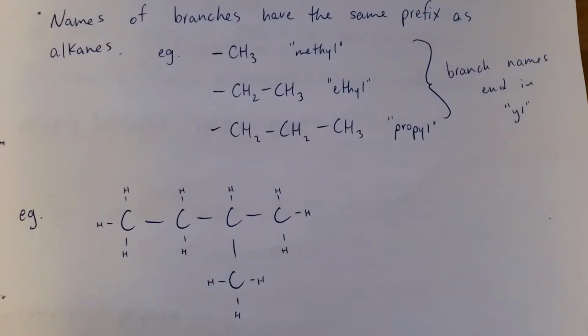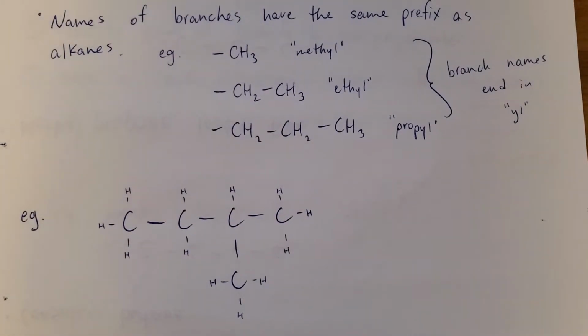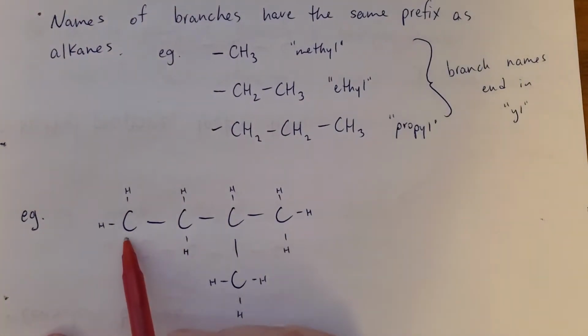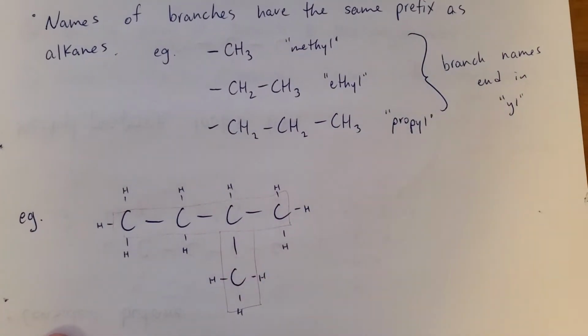So here's just a quick example of a branched alkane. Parent chain looks like this, 4 carbons. That makes it butane, and this is a methyl branch. So this is some kind of methylbutane.